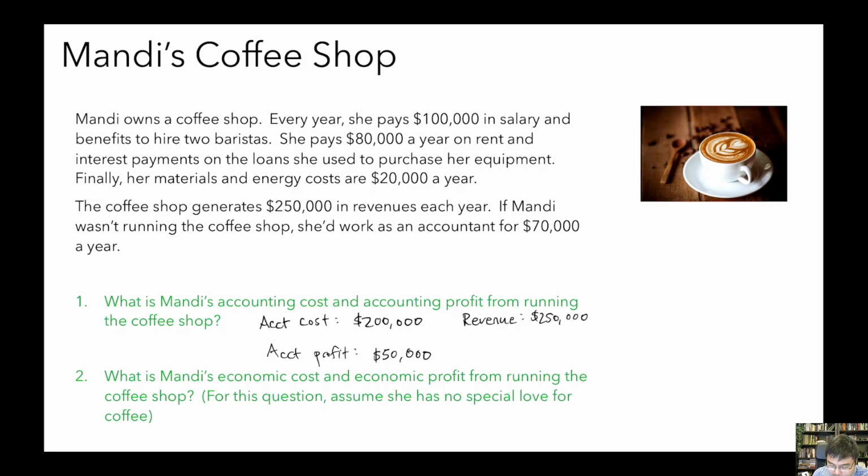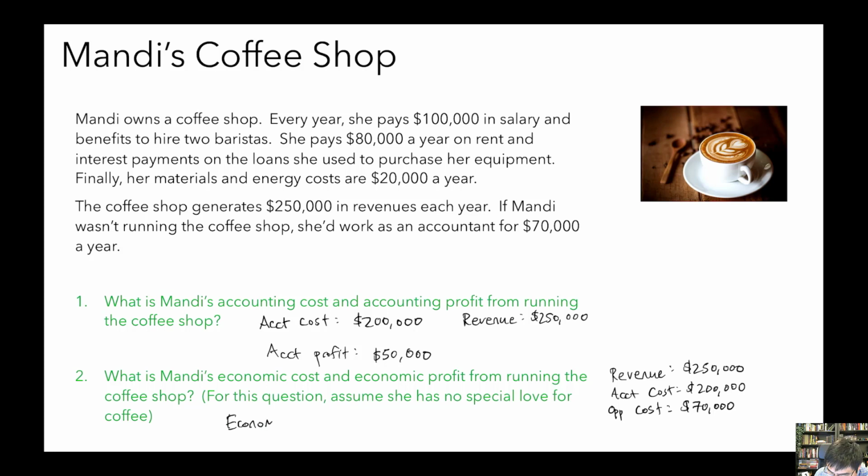Okay, so question 2, what is Mandy's economic cost and economic profit from running the coffee shop? And we're just going to assume that there is no special love for coffee for this particular example, okay? And so the revenue is still 250,000, right? The accounting cost is 200,000. And the only thing we have to add in now is the opportunity cost, right? And so Mandy's opportunity cost is 70,000, right?